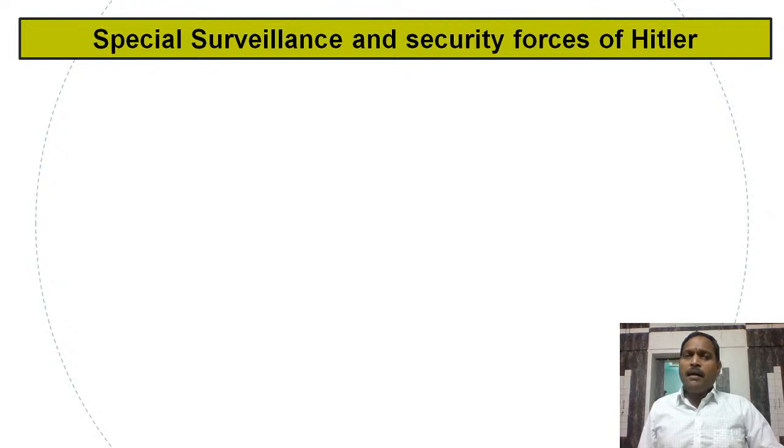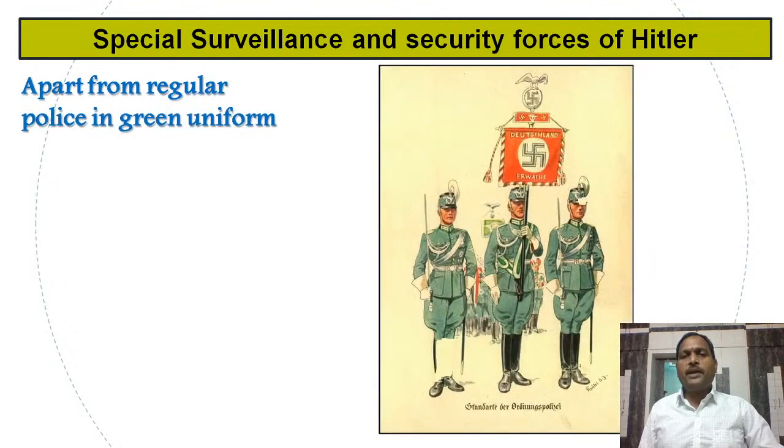In order to implement all these iron rules, he had to take the support of some surveillance and security forces. He took so many precautions to rule Germany. Apart from the regular police in green uniform, as you see here, the regular police in Germany, in order to have his laws executed, he made so many other forces also.